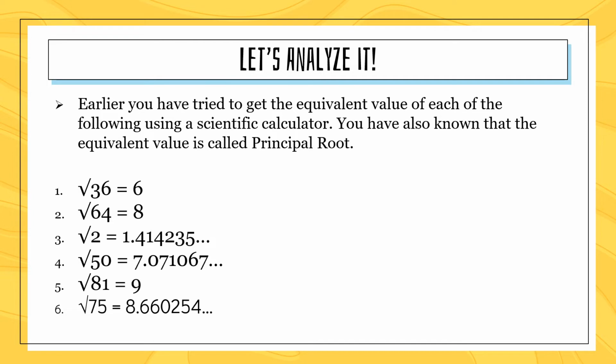Earlier, you have tried to get the equivalent of each of the following using a scientific calculator. You have also known that the equivalent value is called principal root. So I have some examples here. First, the square root of 36 is equal to 6. Then the square root of 64 is equal to 8. The square root of 2 is equal to 1.4. The square root of 50 is equal to 7. The square root of 81 is equal to 9. The square root of 75 is equal to 8.6 or 8.7.